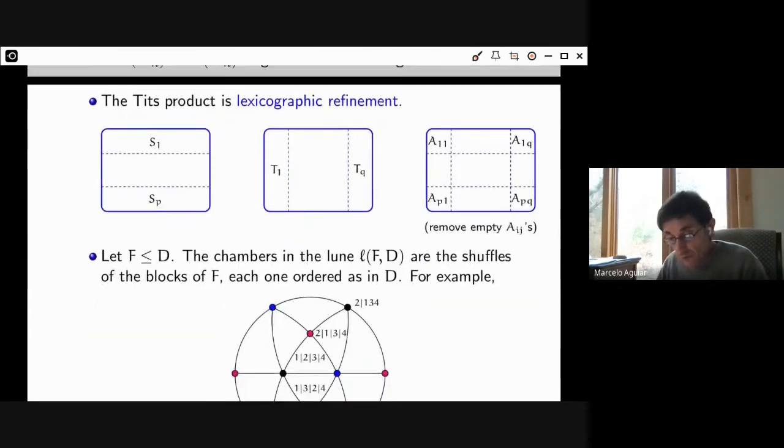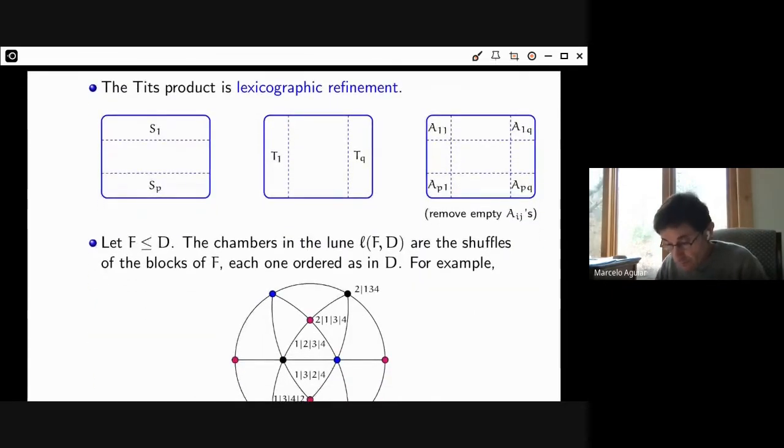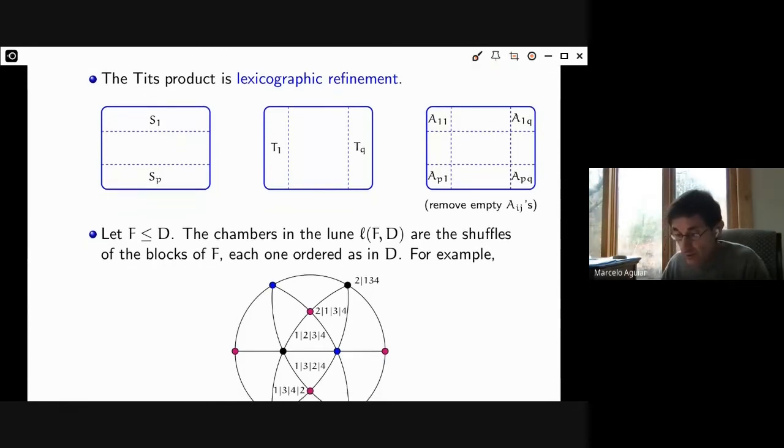And I'm not going to torture you too much with the combinatorics, just try to hang in for a few seconds with this till I can make the final connection with the Lie algebra. The Tits product, which is the main ingredient, also has a combinatorial description. It's simply lexicographic refinement. But we don't need to dwell on that for too long.